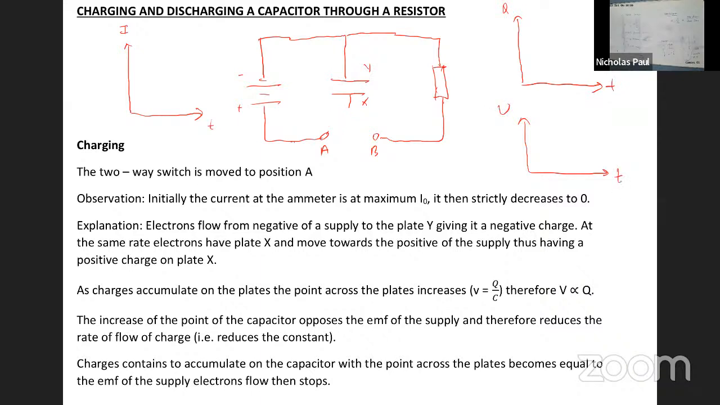So we have a little two-way switch here. The switch could move from A and go to B. Okay? Kind of what we did in this simulation. Actually, exactly what we did in this simulation. We're just going to take a look at the graph now.